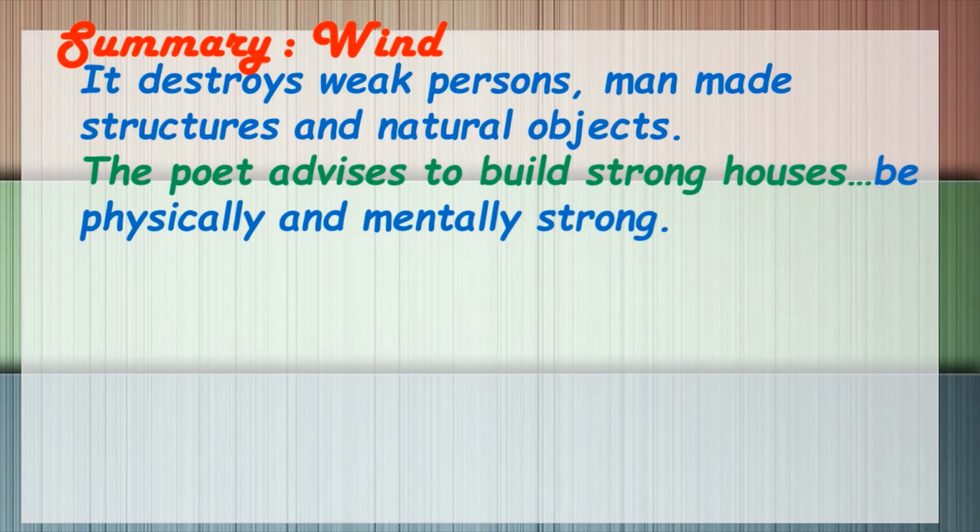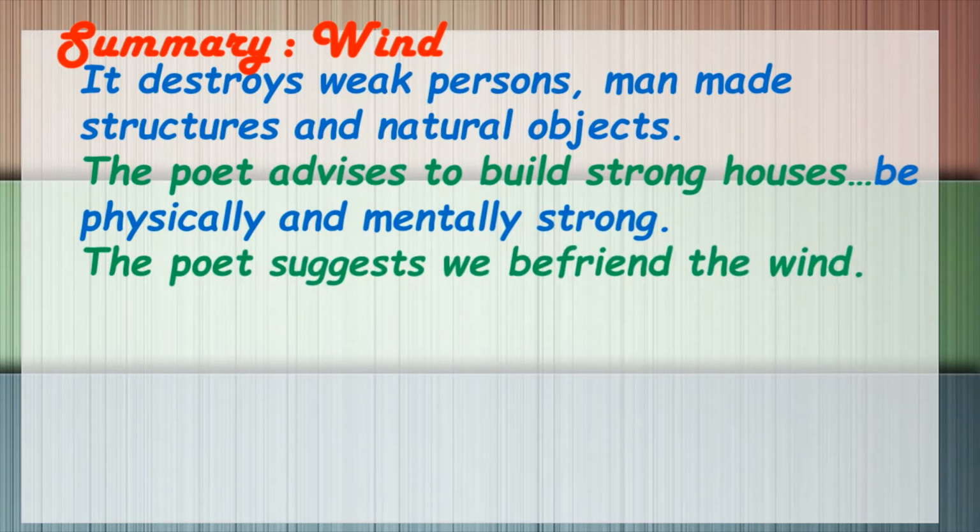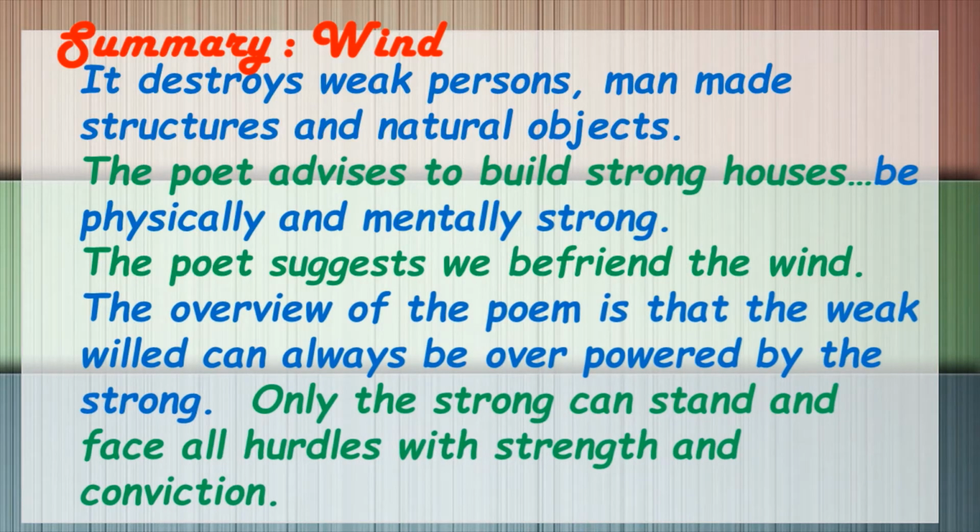The poet even suggests that we befriend the wind and work in coordination with it. Like the wind, we too should use our intellect and use it to our advantage. The wind is always on the lookout to exploit our weakness. The overview of the poem is that the weak-willed can always be overpowered by the strong. It's only the strong who can stand and face all hurdles with strength and conviction.